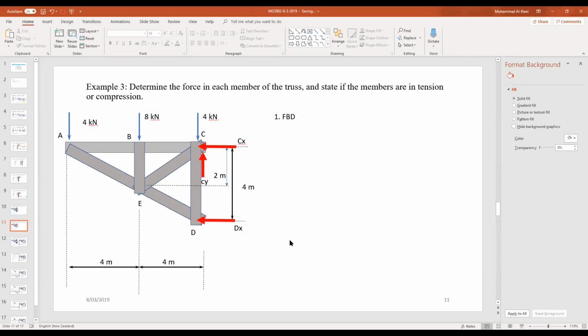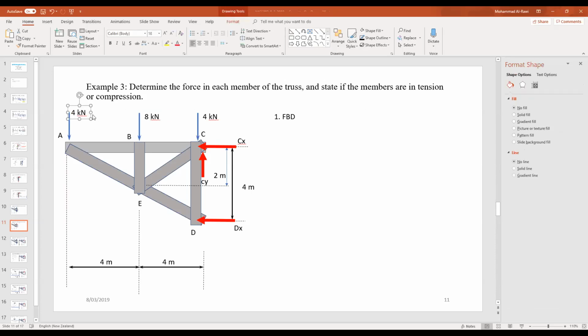All right. So if you ask me, is that all about the free body diagram? The simple answer, yes, that's the free body diagram. We take the truss overall, and then we take off the support reactions. We keep the external forces. You have 4 kilonewtons acting at joint A, 8 kilonewtons acting at joint B, and 4 kilonewtons acting at joint C. And here you have support reactions CX and CY, and you have a support reaction DX. Step 1 is done. Free body diagram achieved.